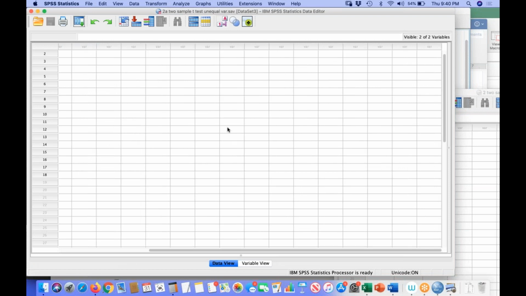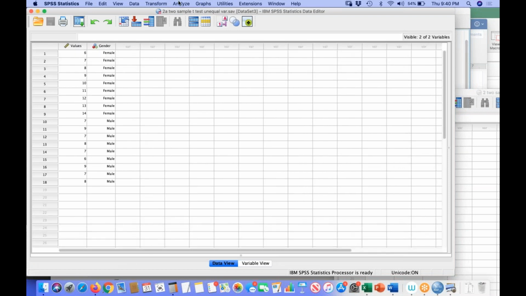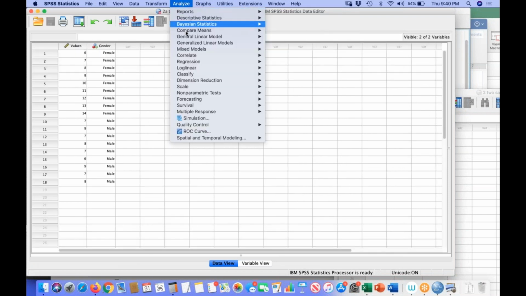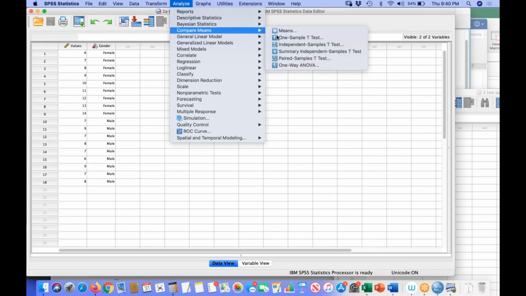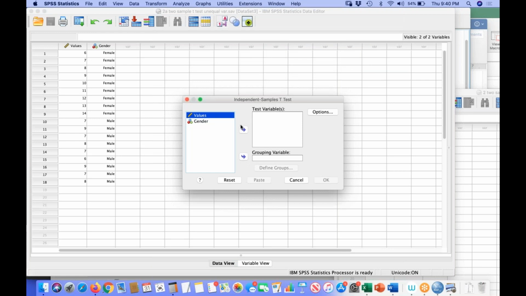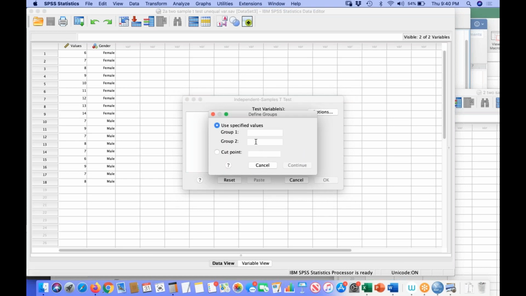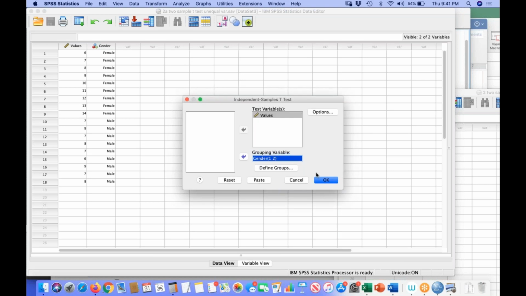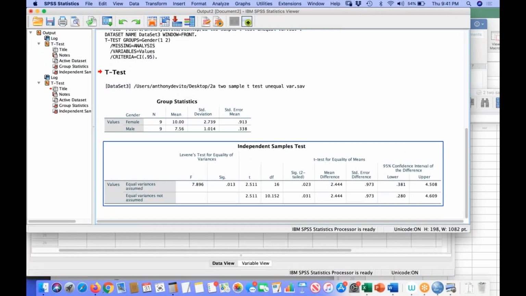Okay, there's my two groups. And I'm going to say analyze, compare means, independent samples t-test. Okay, I'm going to move variables into the test variable. I'm going to move gender into the grouping variable. Tell it it's 1 and 2. And then I'm going to say okay. And let's see what we get.